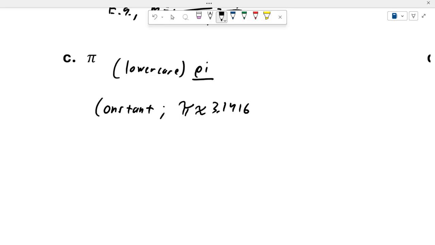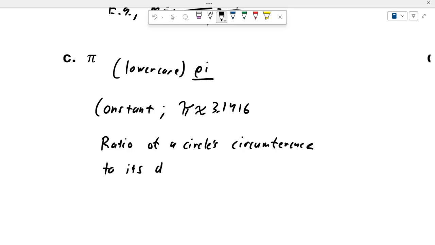There are many different ways of describing what pi is, but on its most basic level, pi is the ratio of a circle's circumference to its diameter. Notice it's equals, not approximately: pi is equal to a circle's circumference divided by its diameter. And again, this is a constant.